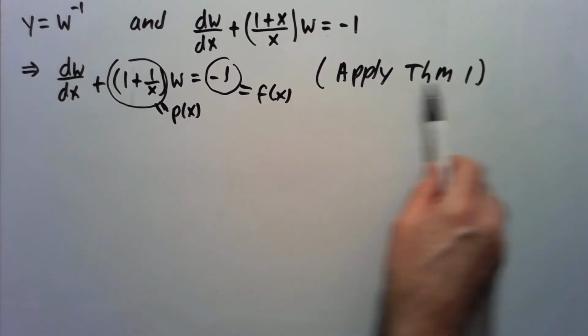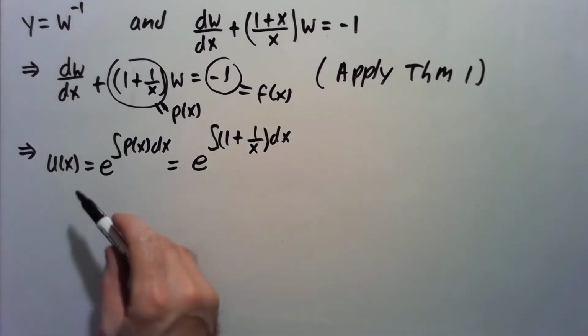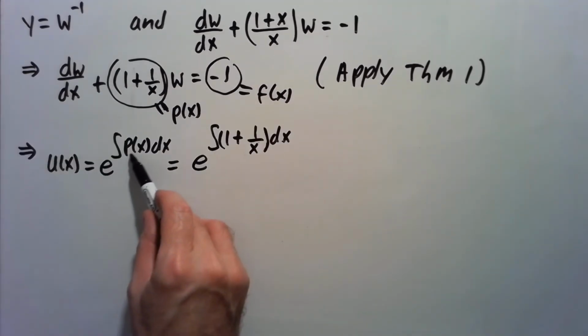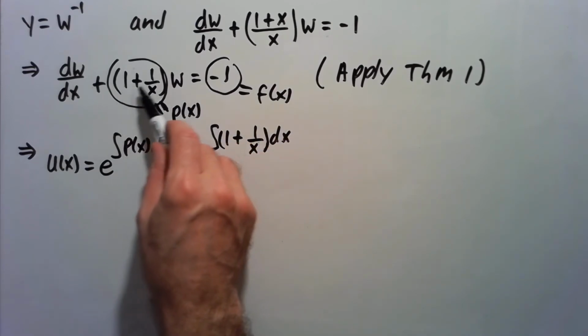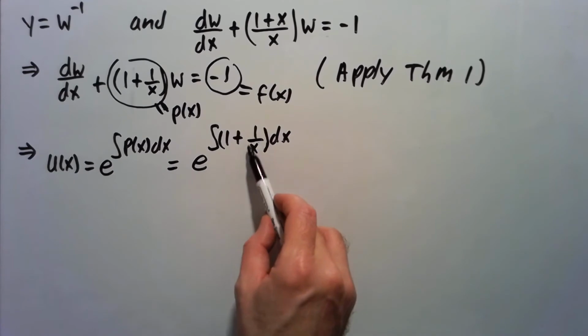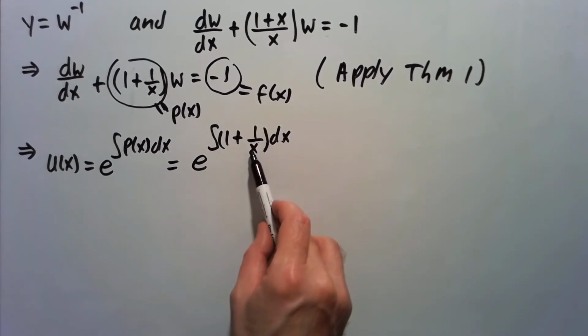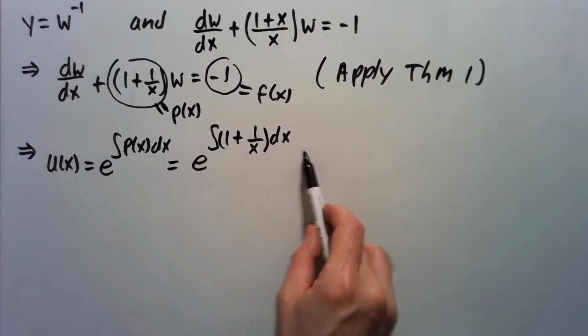I'm going to apply theorem 1 now. Applying theorem 1, our u of x is going to equal e to the integral of p(x) dx. Our p in this case is 1 plus 1 over x. So it'll be e to the integral of 1 plus 1 over x dx. The integral of 1 is x. The integral of 1 over x is ln x. So let me write that here.